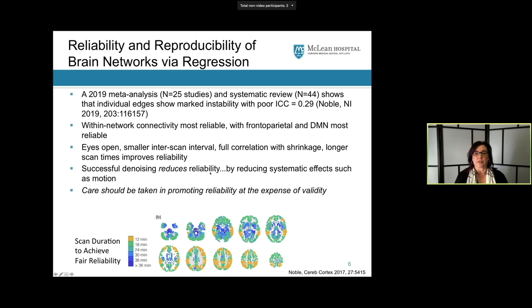Successful denoising reduces reliability by reducing systematic unwanted effects such as motion. So while reliability is reduced by denoising, validity is greatly increased in the resulting connectivity maps. So these authors make the point that care should be taken in promoting reliability at the expense of validity.